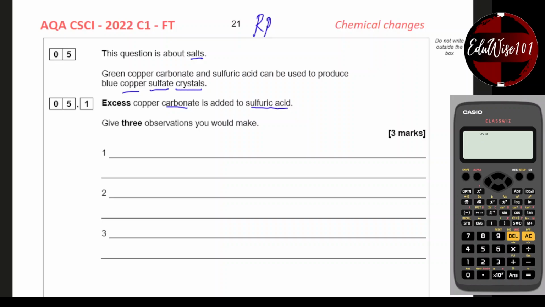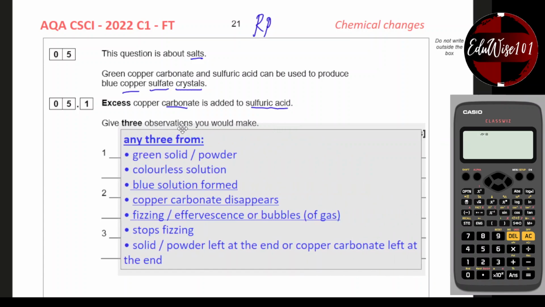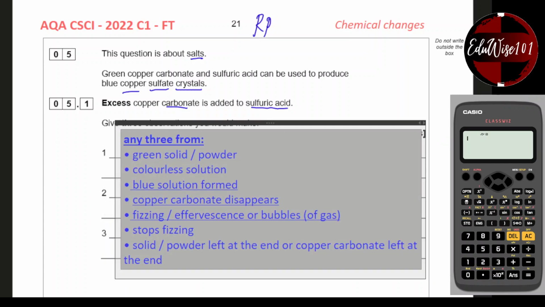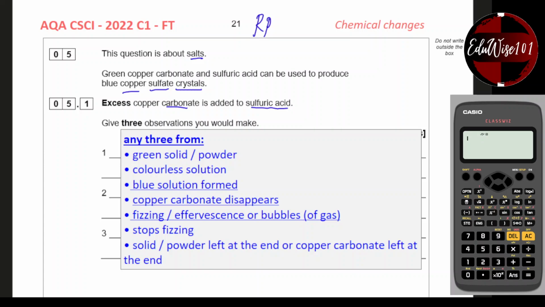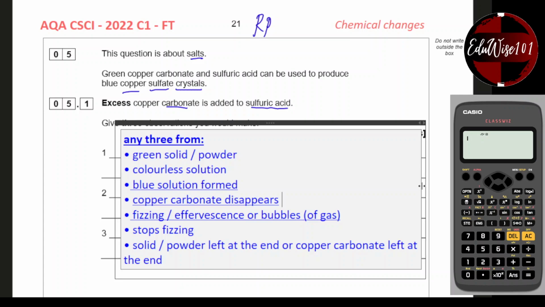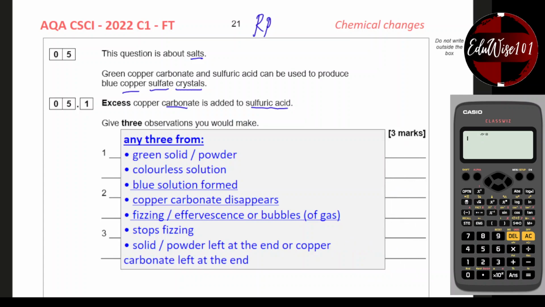Let me list some of these observations. Any 3 of these would be fine to gain 3 marks. So it's 3 marks for this question. So a green solid or powder, which is the copper carbonate, a colorless solution, that would be the sulfuric acid, right? A blue solution is formed. That's when it's reacting, it will form the blue solution of copper sulfate solution.